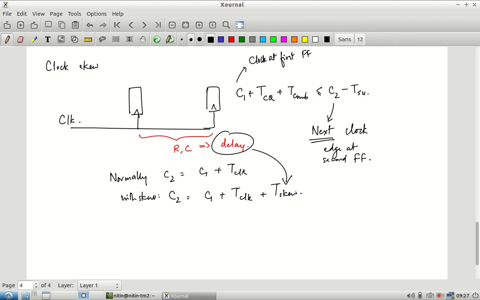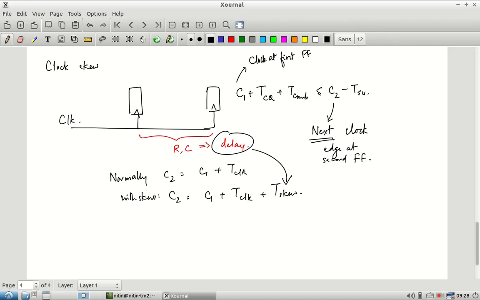Now obviously I would like this to be as small as possible. It is possible to make use of the skew in some cases, but in general skew is undesirable, because it's telling me that the placement of my flip-flops now starts to matter a great deal, especially if I'm trying to send data from one flip-flop to another. So the question becomes, in such a situation, how do you actually distribute a clock to all of these flip-flops in such a way that the skew to all of them is minimized?